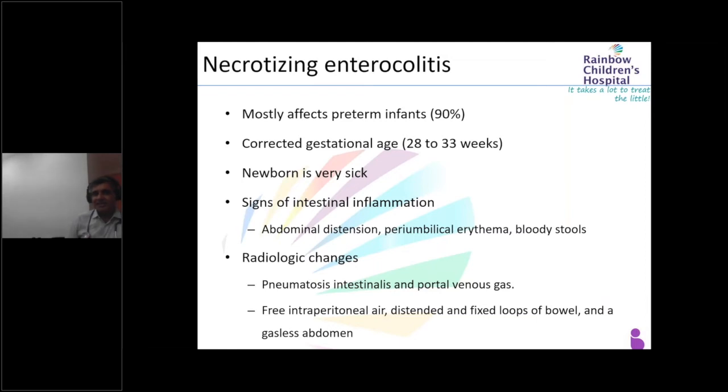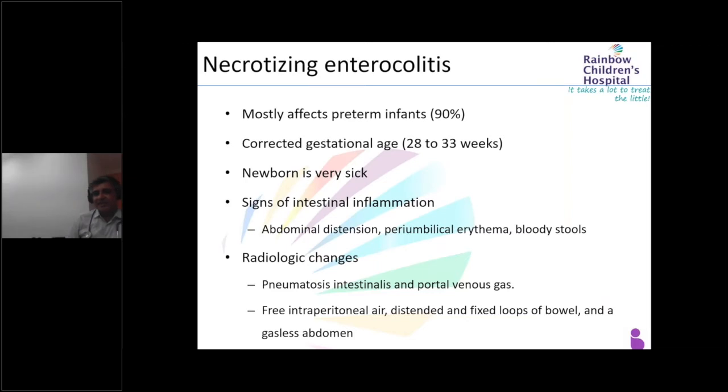Necrotizing enterocolitis, all of us have seen, and it usually affects preterm newborns. The characteristic thing is it doesn't occur before 28 weeks. It usually occurs after 28 to 33 weeks, and the newborn is clinically very sick, and we can see signs of inflammation, which is associated with distension, periumbilical edema. Bloody stools might not be present, but the presence of bloody stools usually points towards an inflammation or necrotizing process which is going on in the small intestine.